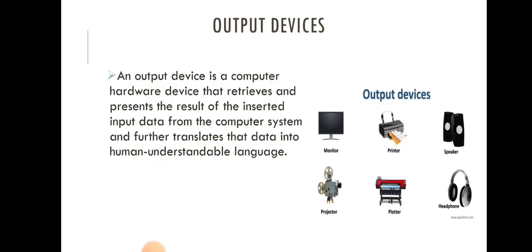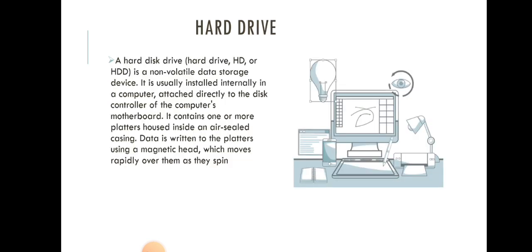An output device. An output device is a computer hardware device that retrieves the results of the inserted input data from the computer system and further translates the data into human understandable language. Hard drive.